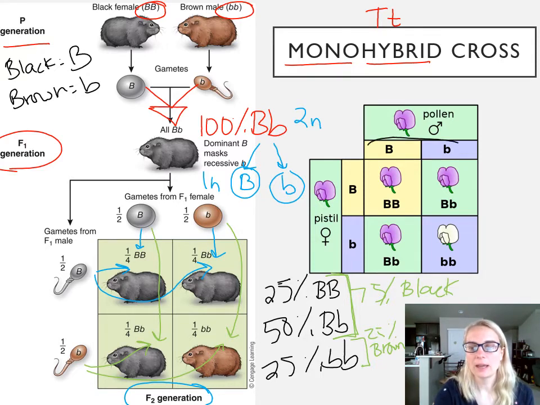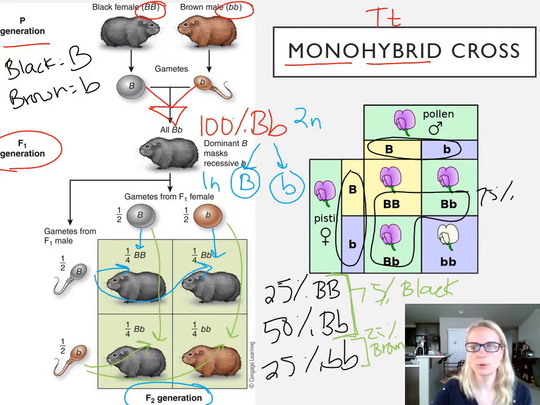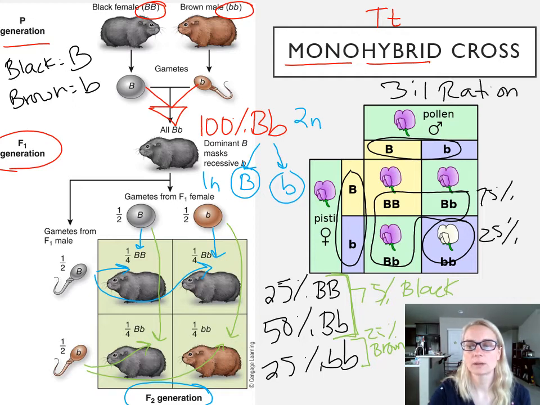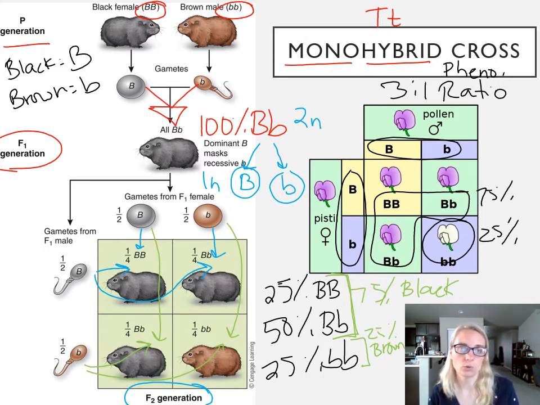If we have a heterozygous male and a heterozygous female, we will get 75% the dominant phenotype, that's the purple, and 25% the recessive phenotype, which is white. And this is what we call a 3-to-1 phenotypic ratio. Genotypic ratio would be 25 to 50 to 25 if we're looking at homozygous dominant, heterozygous, homozygous recessive.